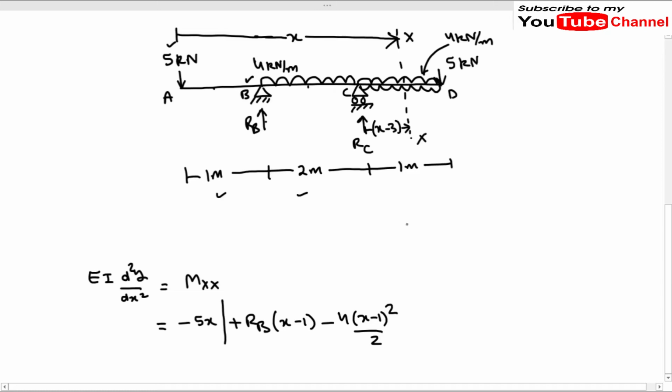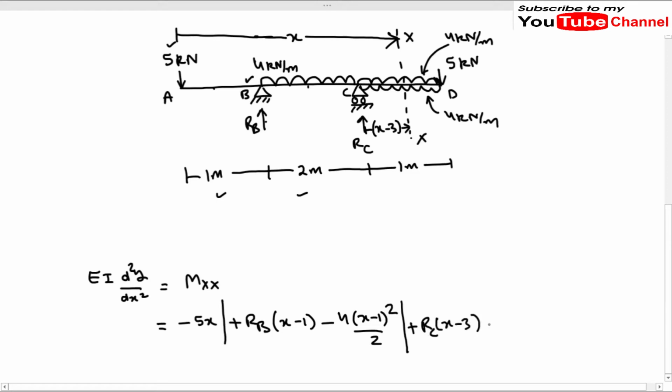Now we have to add the term due to this RC and due to this UDL, which is of 4 kilonewton per meter acting in the upward direction. Okay, so we will add a vertical line because there is discontinuity at C. The bending moment due to this reaction RC will be sagging, so it will be taken as positive. So RC times (x minus 3).